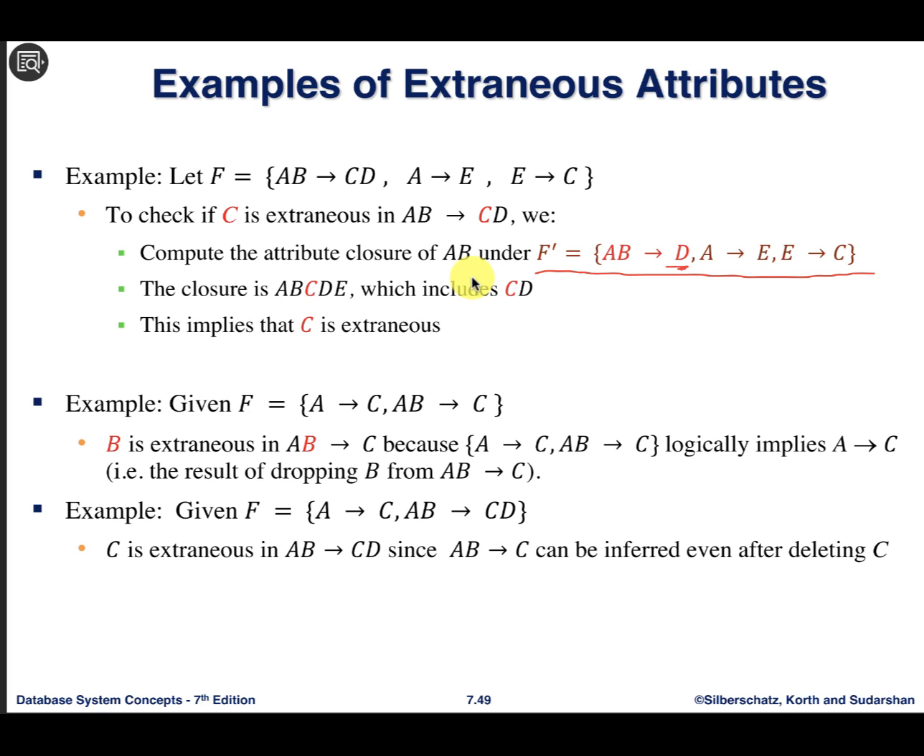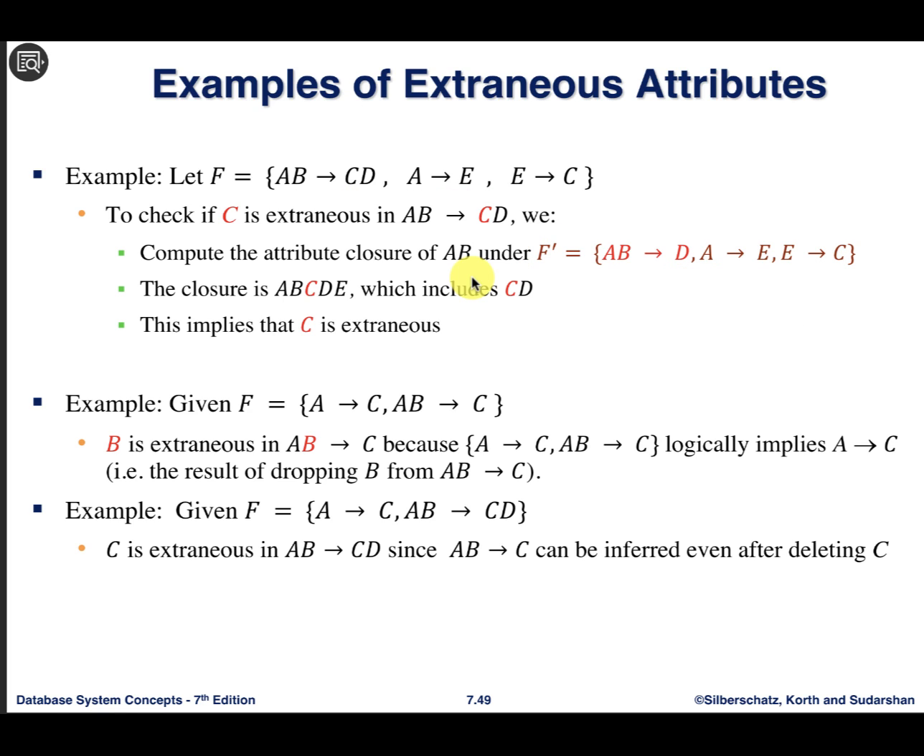What I did here is remove AB determines CD and substitute it with AB determines D. Then I need to compute the AB closure under F prime, the new one, and see whether you can somehow reach C or not. So AB starts, the result is going to be AB, D, and we have A to E, and E gives me C. Oh, I found C. Great. So that means C is redundant here, so I reduce. Starting from here, we end up with something like this. Make sense? So that's one thing you can perform.